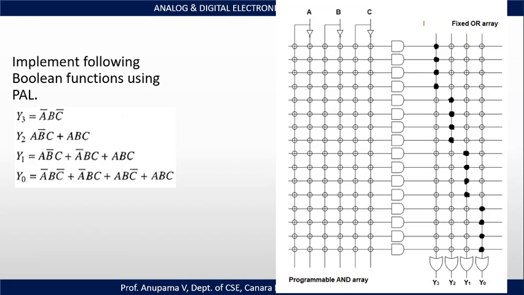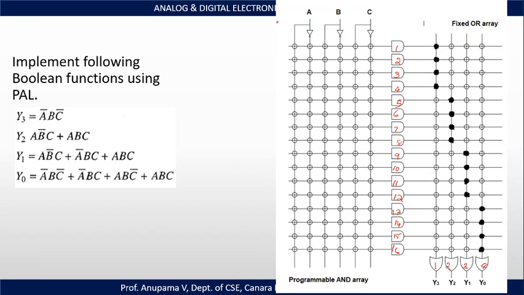Now we will implement Y3. The term for Y3 is A bar B C bar. Y3 is equal to A bar B C bar, which is implemented using OR gate 1. The inputs for OR gate 1 are the outputs of AND gates 1, 2, 3 and 4.